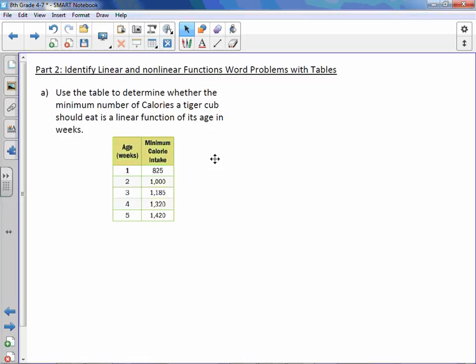Use the table to determine whether the minimum number of calories a tiger cub should eat is a linear function of its age in weeks. We're still going to solve this the same way. We'll do our age over here. It doesn't matter which one you do first. From 1 to 2, 2 to 3, 3 to 4, 4 to 5, these are all increasing by 1.